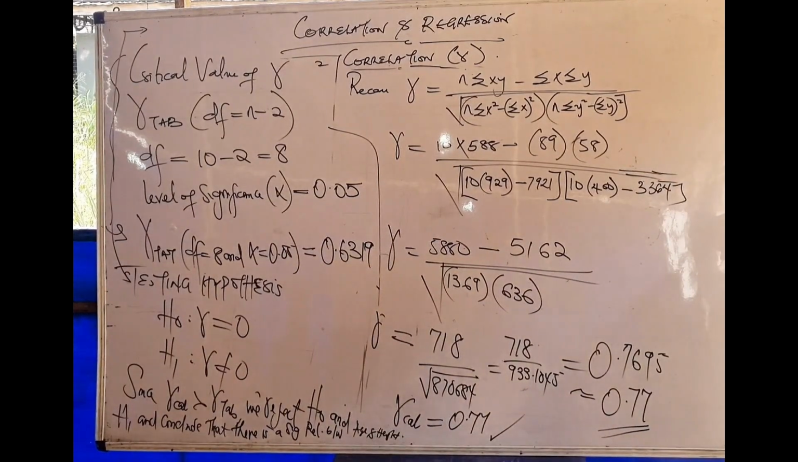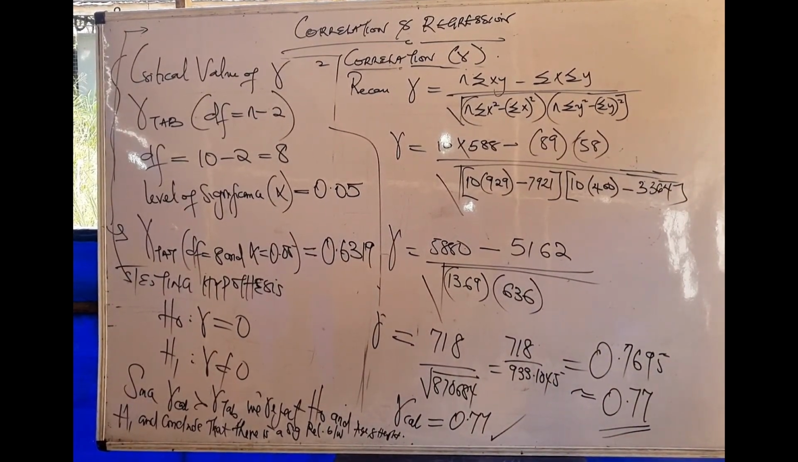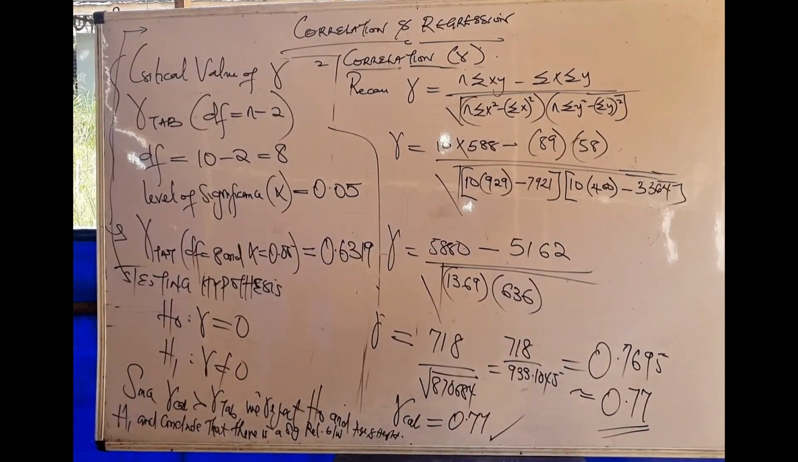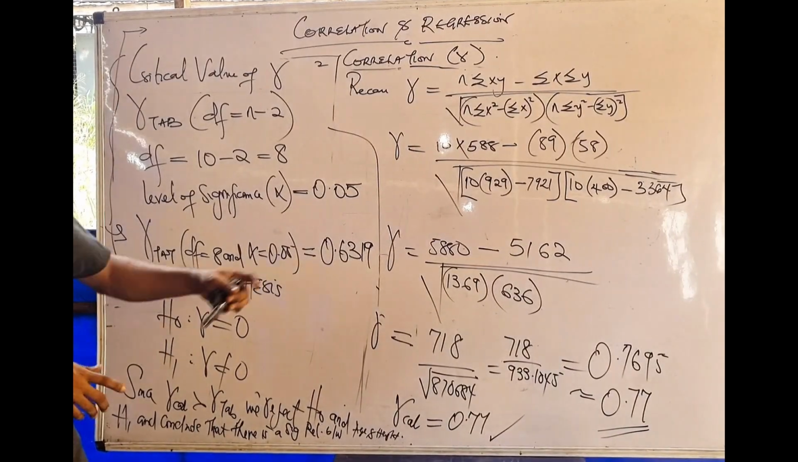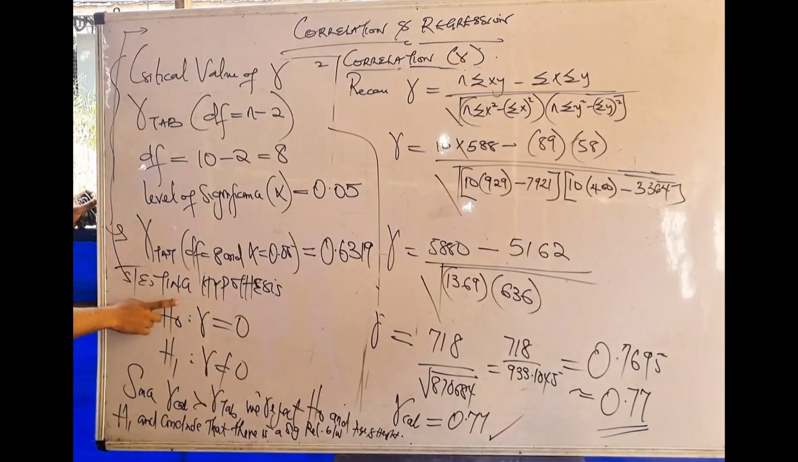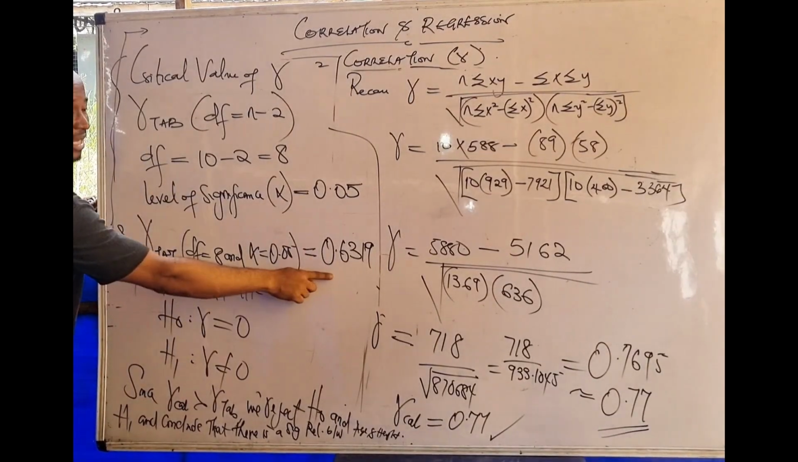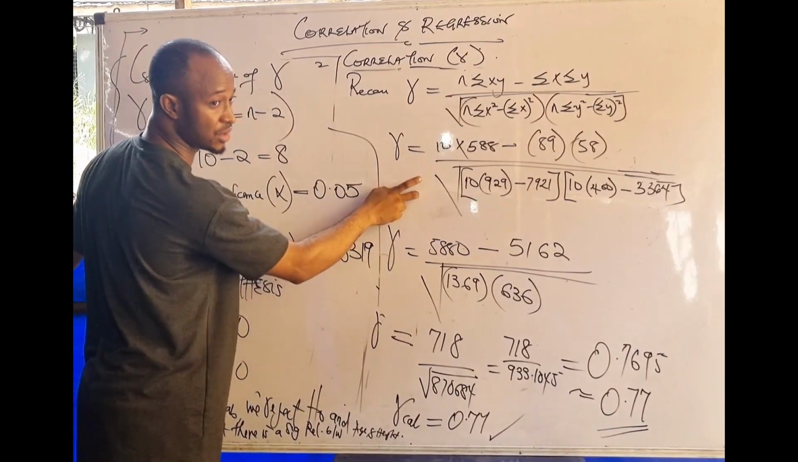Hope you understand this. Calculated is the one you got from your calculations, which is this one here. Tabulated is the one from the table, which is this one. Tab means from the table. Cal means from calculation.